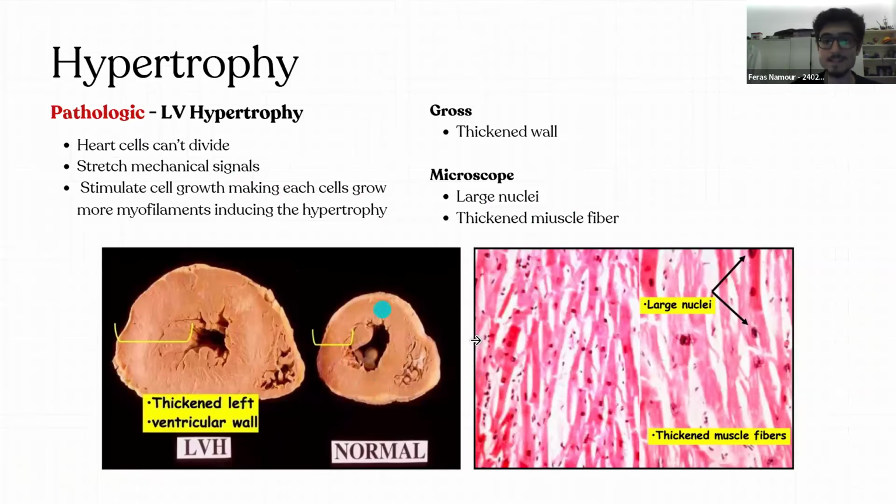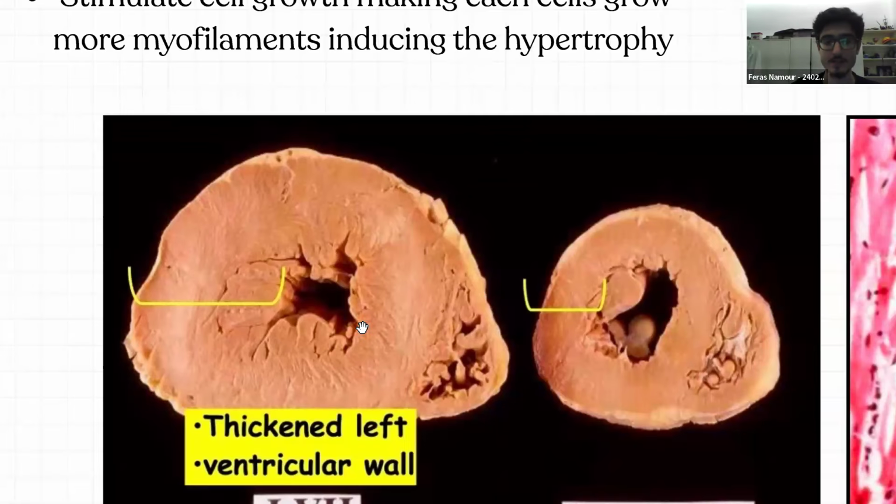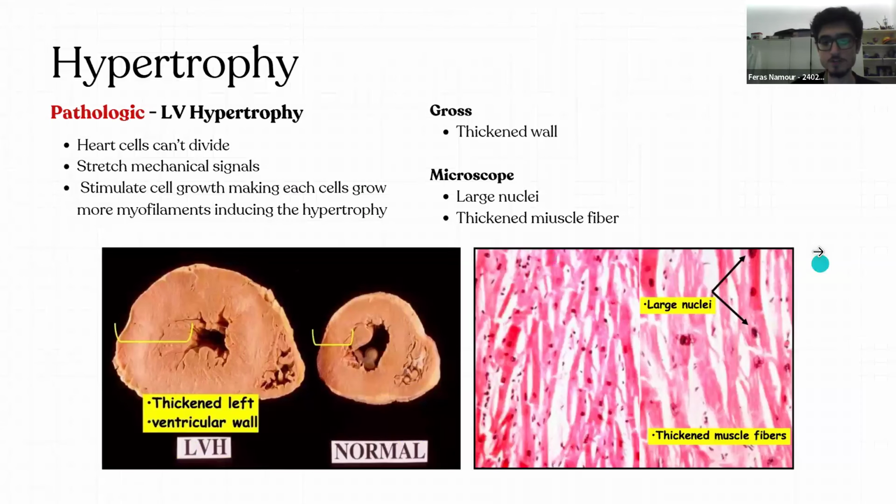Now, why is this a pathology? Why, if my heart is bigger and pumping more, why is this a pathology? First of all, it's a response to a pathology. There's increased workload. And second of all, look at the lumen here. There's less blood getting pumped. More volume is in the normal heart than the actual hypertrophied heart. So this is a pathology 100%. So just know the example, and it's hypertrophy.